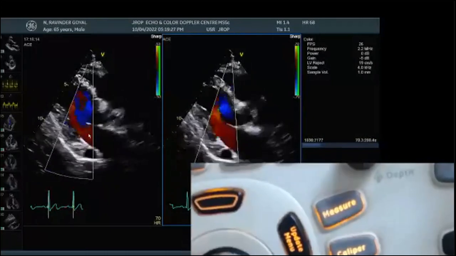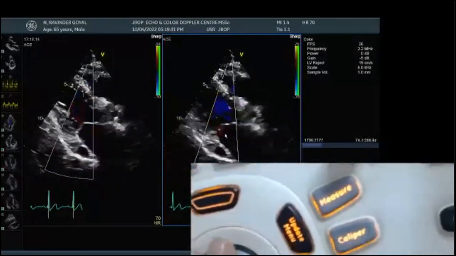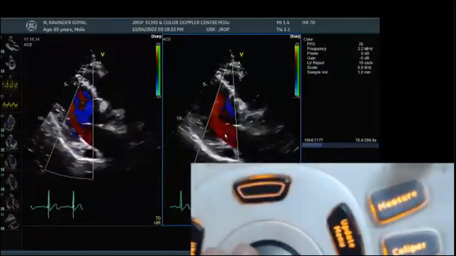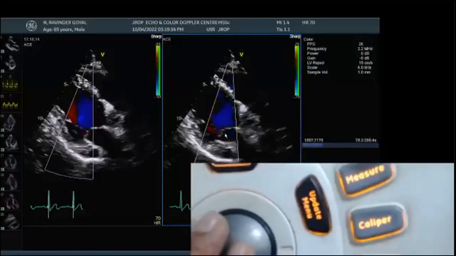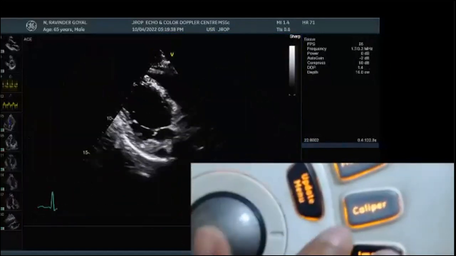You can see a small, tiny MR jet, which is not seen on the right side of the screen with a 70 Nyquist limit. So these are the few points for the Nyquist limit.